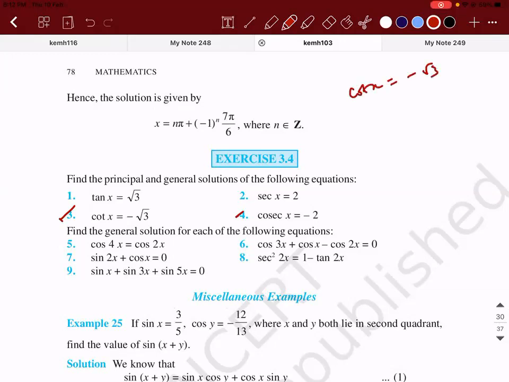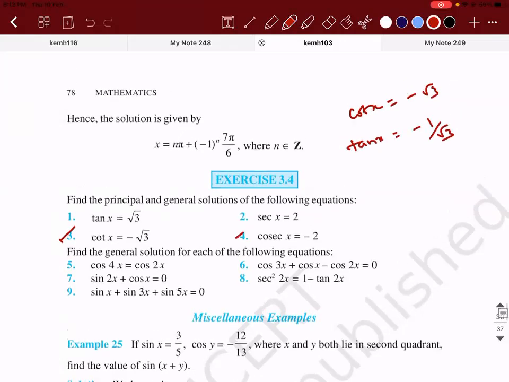Cot x is equal to minus root 3. So I don't want cot x, I'll convert it to tan x. Tan x is minus 1 by root 3. So where does tan x become negative for the first time? Second quadrant. So had it been 1 by root 3, what would have been the acute angle? Pi by 6. Okay. So second quadrant, what is the angle format? Pi minus pi by 6.